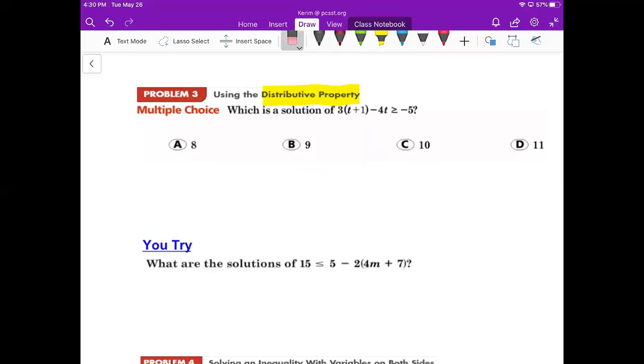So I'll do the algebra. I'm gonna use the distributive property over here because I have parentheses, as you see. The way to undo parentheses is the distributive property. I'm gonna distribute the number outside to the addition inside. So 3 times t is 3t, 3 times 1 is 3, and then minus 4t greater than or equal to negative 5. And what I see is like terms, 3t and negative 4t.